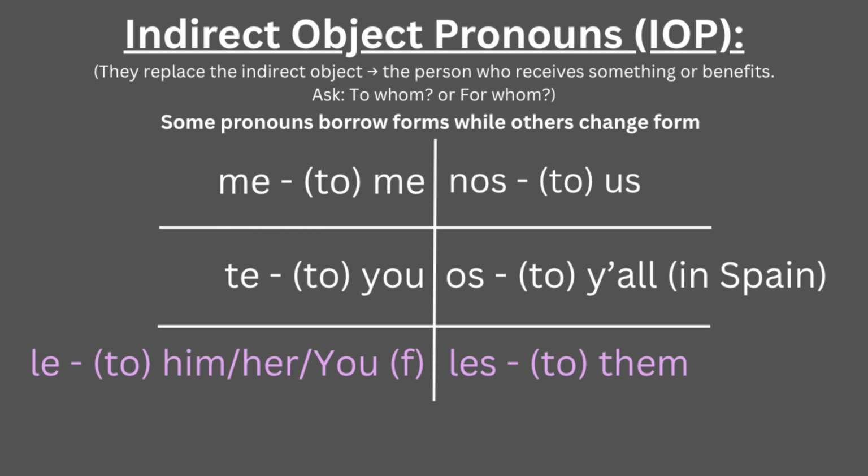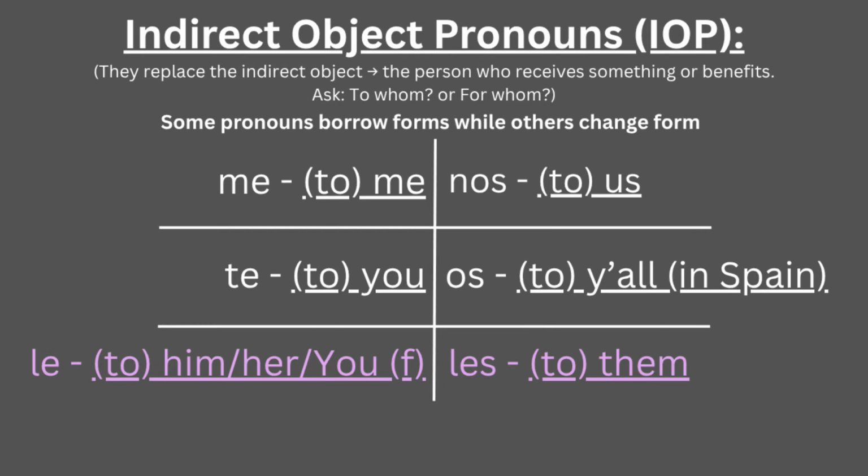Me, te, le, nos, os, les. Such pronouns don't just mean me, you, him. They mean to me, to you, to him, basically indicating to whom. Even so, to him and to her have the same pronoun, le, and it can be ambiguous in context. To specify the person of le, Spanish clarifies it with a plus a person, which I will show in a moment.